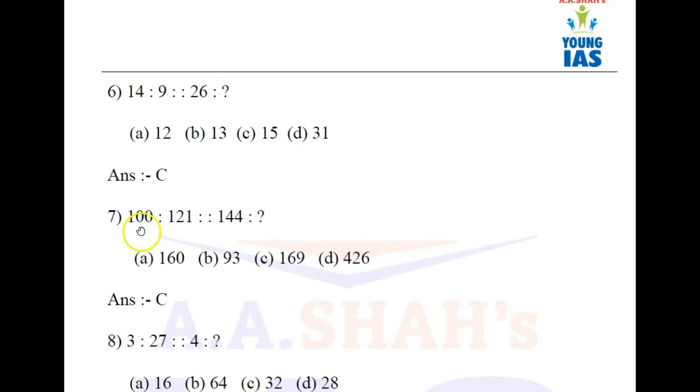Seventh question. 100 is to 121 and then 144 is to what? So now 100 is 10 square, okay, and 11 square is 121. So same thing now. So 10 and 11. 144 is 12 square. So definitely it has to be 13 square here. So 13 square would be 169. So C option 169 is your correct answer.